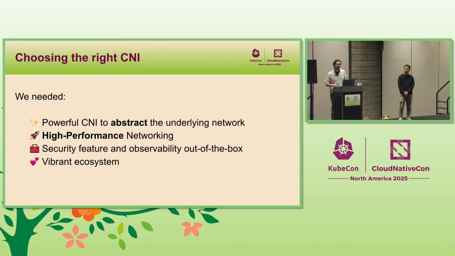Due to that, we had to choose the right CNI, and we needed a powerful CNI to abstract away all the underlying network. Some of you might already have realized that I'm talking about a hybrid mix of VMs, on-prem machines, and different clouds, sometimes within the same Kubernetes cluster. So we needed something able to work with those constraints. We also needed a CNI that provides high-performance networking. We're talking about a couple of million packets per second for each of those clusters in terms of ingress.